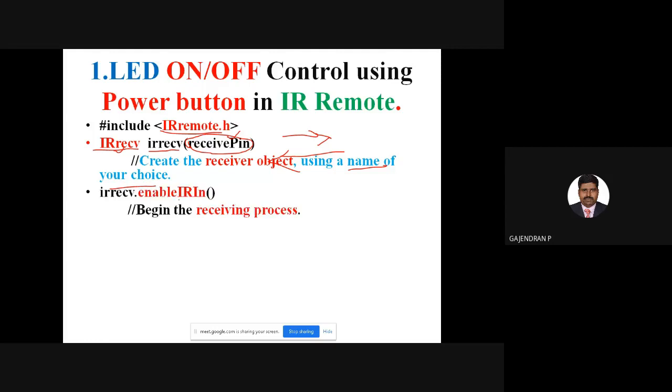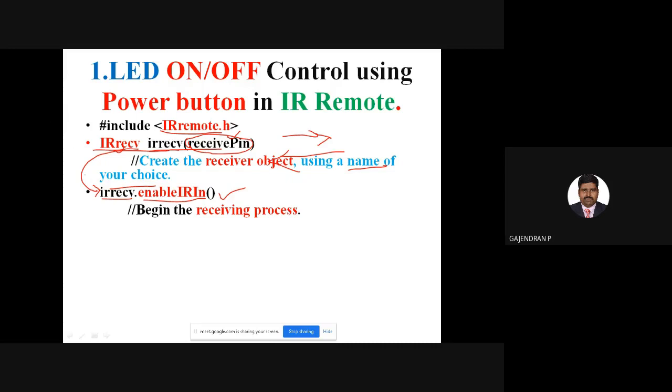Very simple. Whenever I start to receive the signal, I need to enable my receiver. How to enable that? Simply use this function. Hereafter we are going to use the same instance, this IR receive. So IR receive dot enableIRIn is an inbuilt function. You can't vary this one. It is case sensitive. You need to follow the same format. This is to enable your IR receiver, not your transmitter.